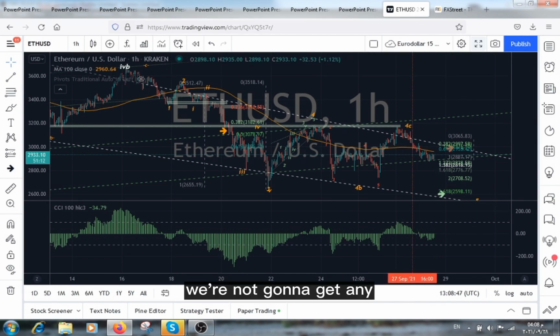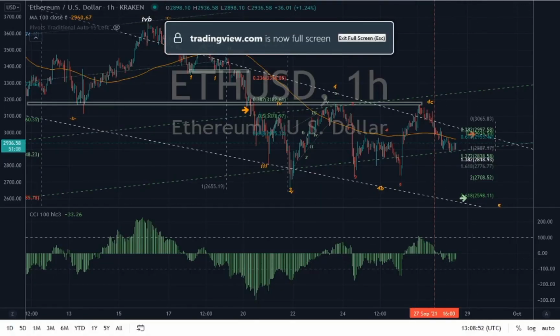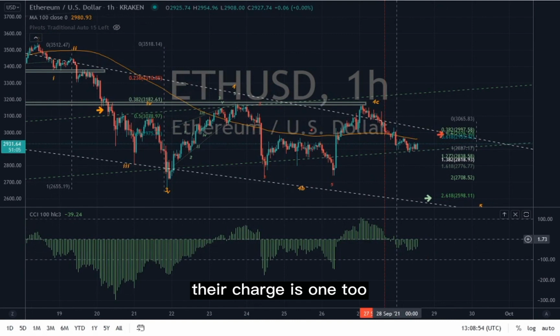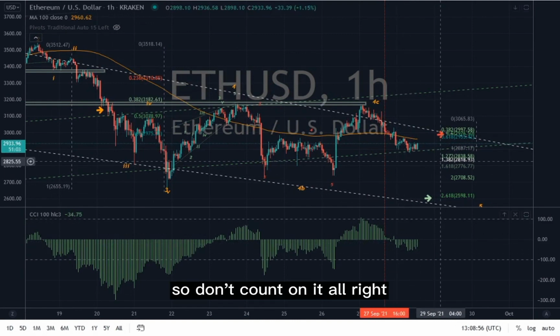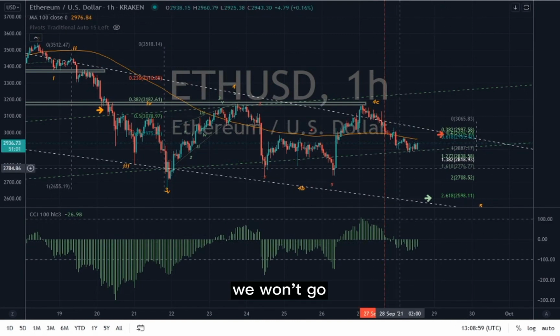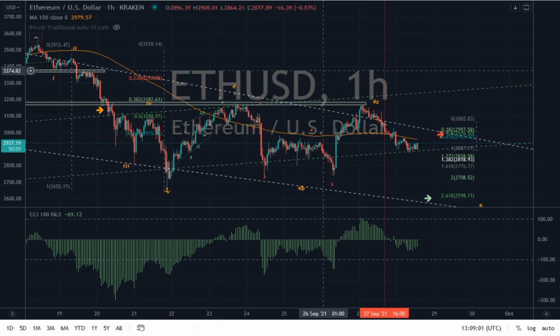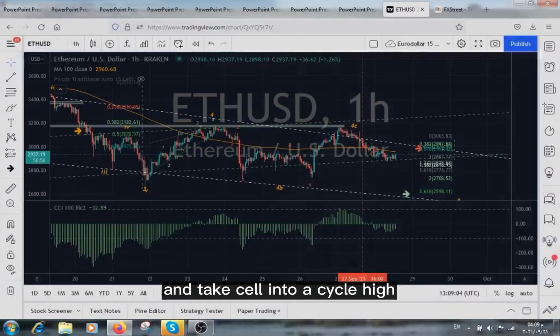All right, let's take a look now at the 1-hour chart that we're looking at. You will see that we are not going to get any kind of momentum signal off that chart. There's a 1-2, but this is choppy momentum, so don't count on it. All right, we want to go now to the 15 minutes and sell into a cycle high.